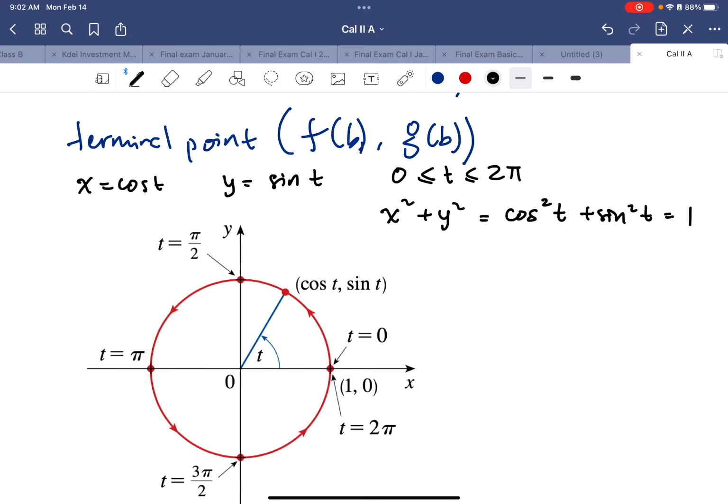Since the circle is just 0 to 2 pi, if you add more, like 3, 4, 5, it will just be circling around, so it's not a problem. We can just write 0 to 2 pi. So we have cosine t, sine t, and we can use the circle equation to connect x and y, and we can write this in terms of x squared plus y squared equals 1.